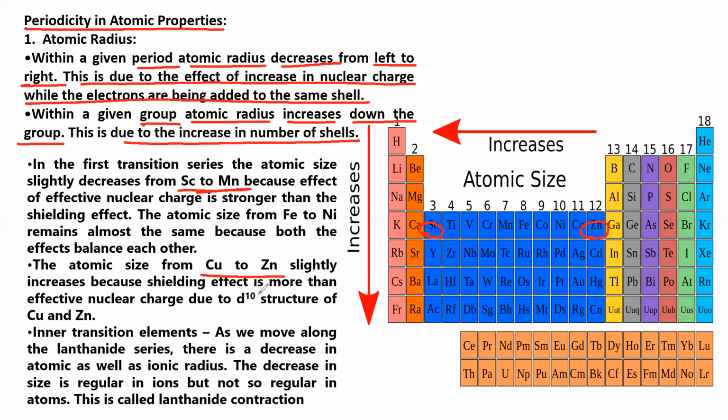So these 2 points you have to remember. Both are opposite in nature. When effective nuclear charge increases, automatically the atomic size decreases. And when effective nuclear charge decreases, automatically atomic size increases. Next, coming to inner transition elements, as we move along the lanthanides, there is a decrease in atomic as well as ionic radius. The decrease in size is regular in ions but not so regular in atoms. This is called lanthanide contraction. More about lanthanide contraction we'll discuss next.